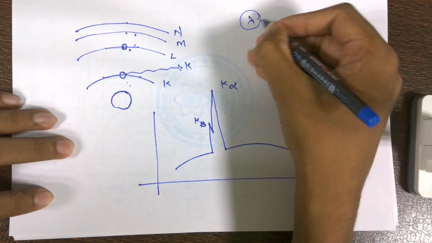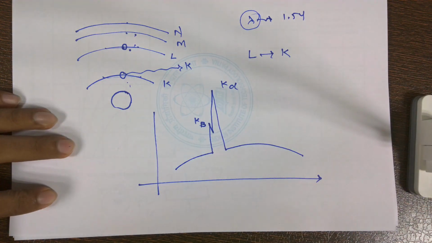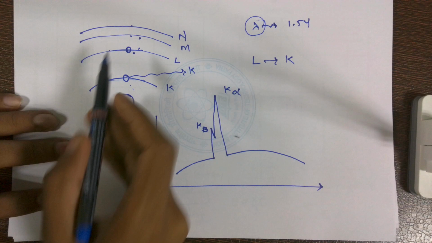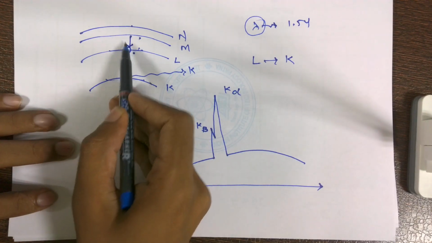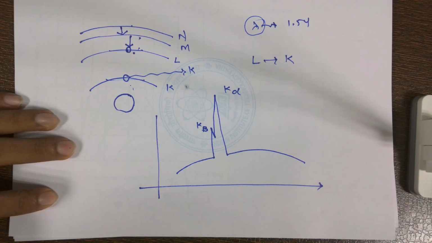And this wavelength, which we talk about as 1.54, is very beneficial for us to characterize the specimen and find its structure. Now the energy here is decreasing. Energy keeps on decreasing. So it means that the wavelength will definitely increase, and so on and so forth.